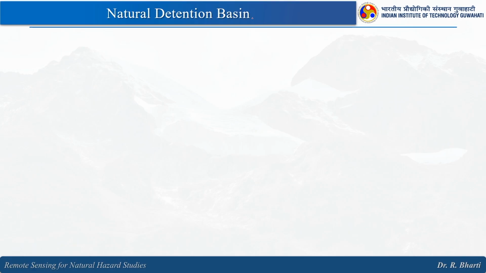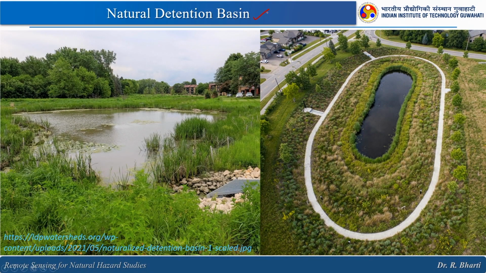Then comes the natural detention basin. You might have seen this kind of pond or structure in your surroundings. These are the natural detention basins. During a flood, these work as storage of the flood water, so the spilling will be less.